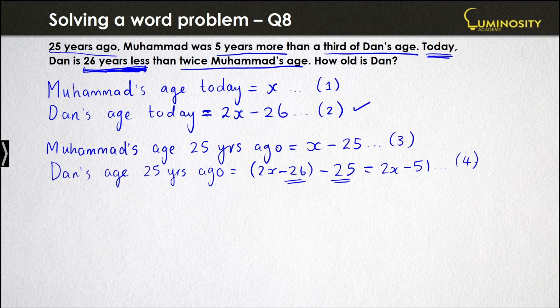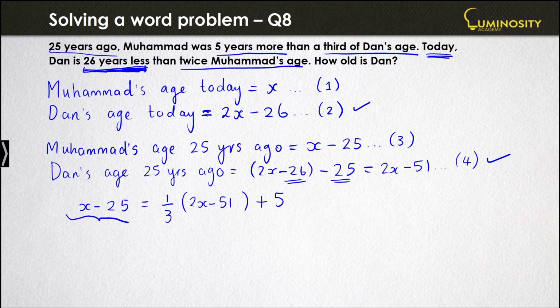So now, from the piece of information given, we can set up the following equation. So we know that 25 years ago, Muhammad's age was x minus 25. But it says 25 years ago, Muhammad was 5 years more than a third of Dan's age. So let's break that up. A third of Dan's age would be 1 over 3 times Dan's age 25 years ago, which is given by equation 4. So that is 2x minus 51. But he was 5 years more than that, so we add 5 years on top of that.